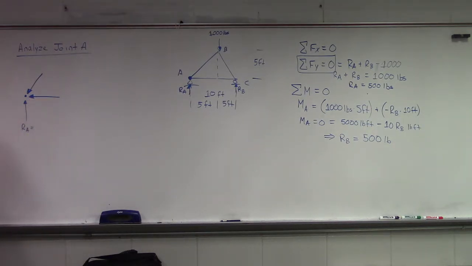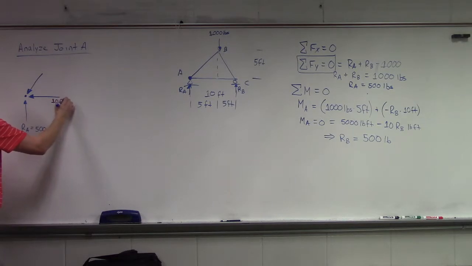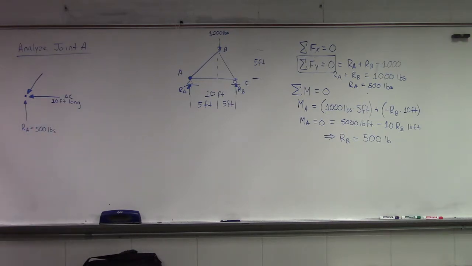What do we know about RA? 500 pounds. It's like what we're doing before with the force polygon. It's very similar. We're not going to use a force polygon though. What do we know about member AC? It's 10 feet long. Do we know that there's 0 pounds? No. You can't assume.